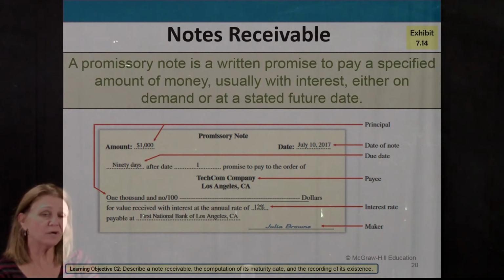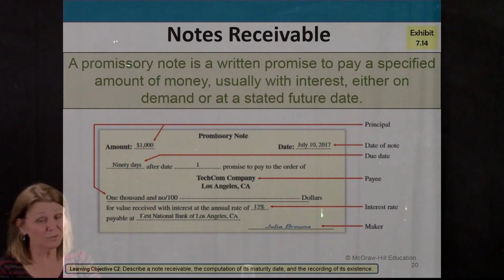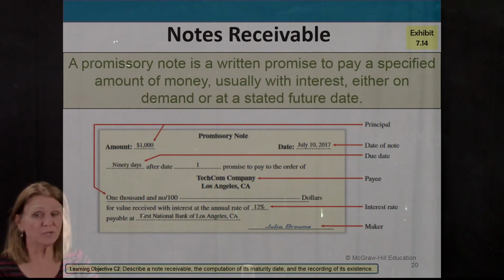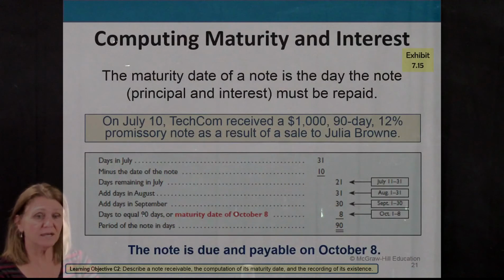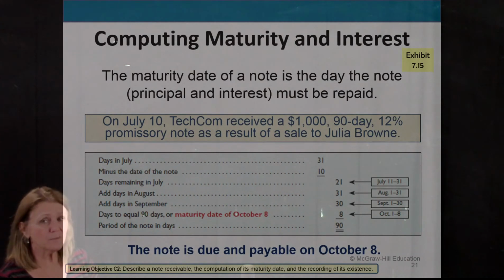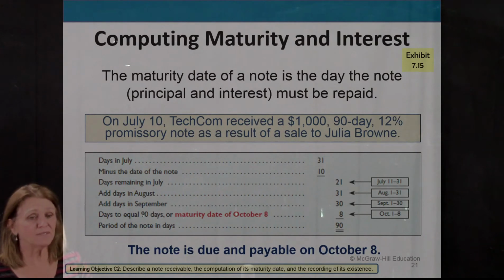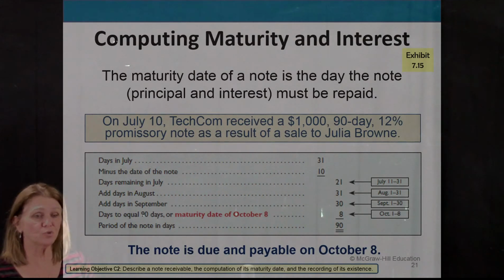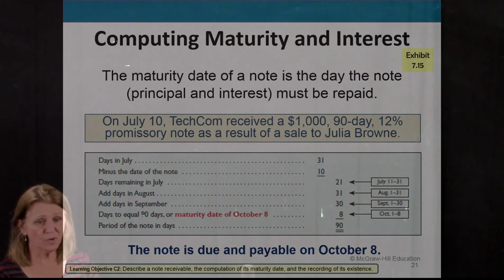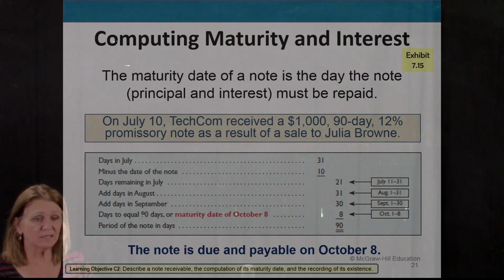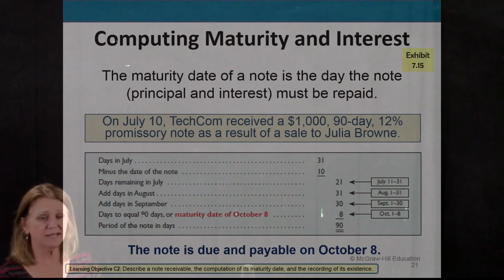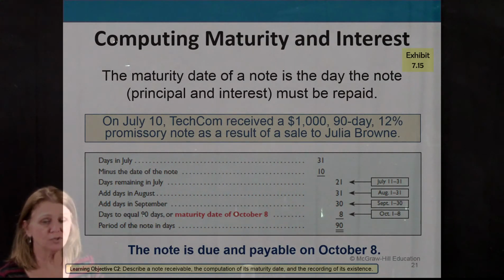We've talked about interest before and how to calculate it, but you're going to be dealing with this your whole life when you're talking about cars, houses, promissory notes, money you owe your parents. You will always have to look at how to compute maturity and interest. So let's first talk about computing the maturity date. On July 10th, TechCom received a $1,000 90-day 12% promissory note as a result of a sale to Julia Brown. So Julia Brown owes you this money. It's $1,000 that's going to be paid with interest in 90 days. So let's first start by computing the maturity date.